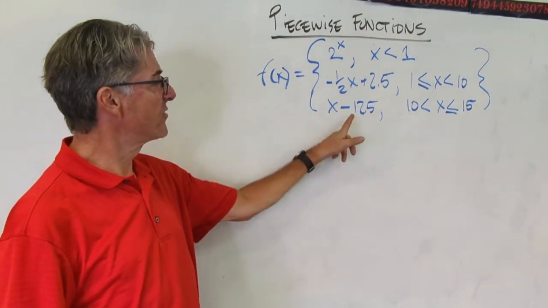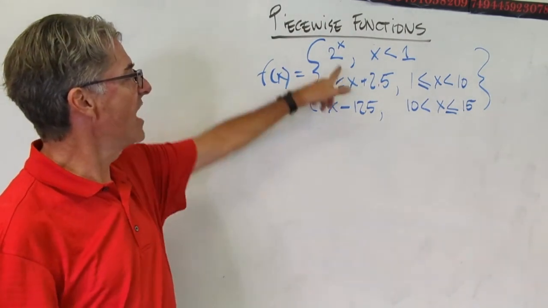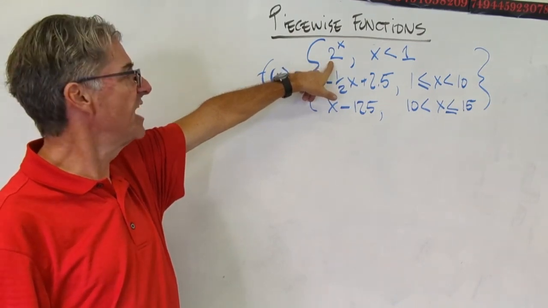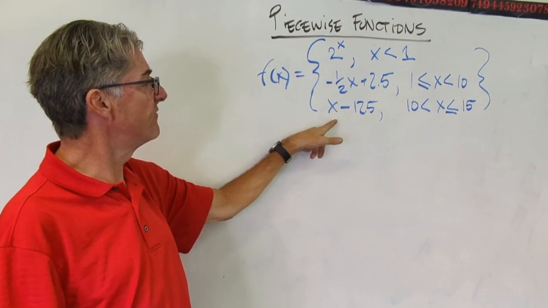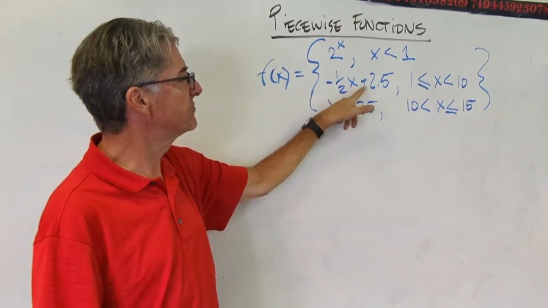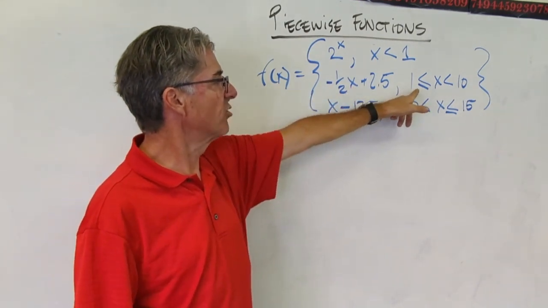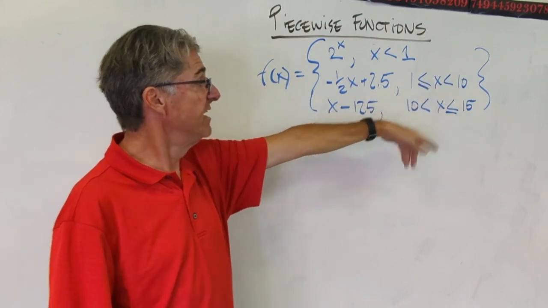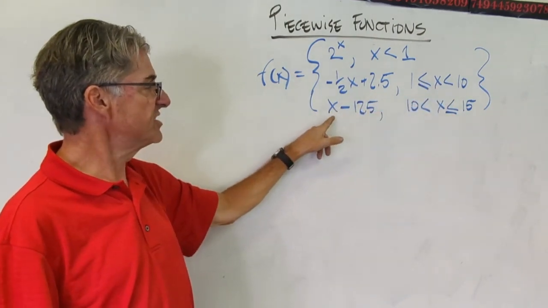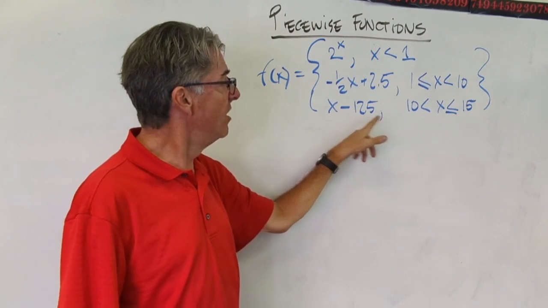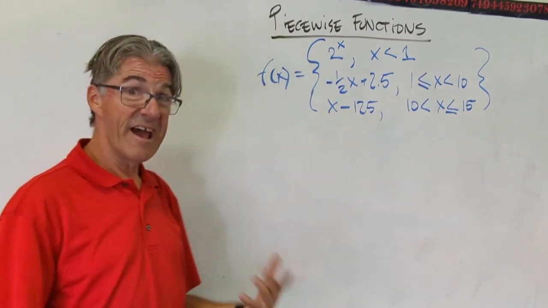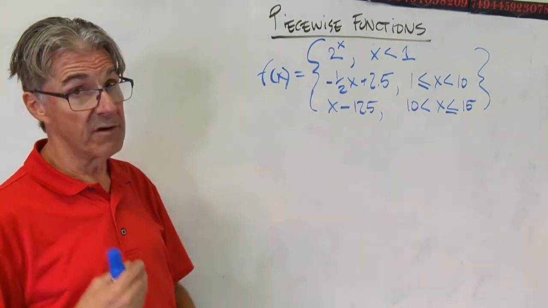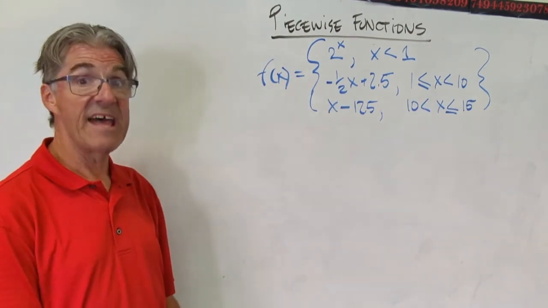All right, in case you're wondering, we can do more than 2. So I'm going to have you do one with 3 functions. There we go. We've got an exponential function there, 2 to the x, for all the x's being less than 1. Then we have 2 linear functions. We have minus 1/2 x plus 2.5 for x's that are greater than or equal to 1 but less than 10. And then our last range is just x minus 12.5 for when x is between 10 and 15. So now I want you to pause the video, jump over into Desmos, and put all of that in.